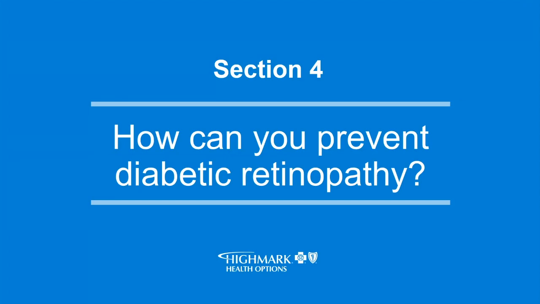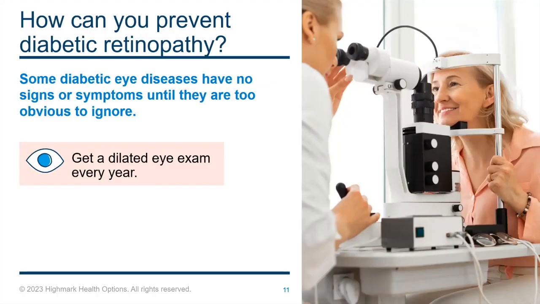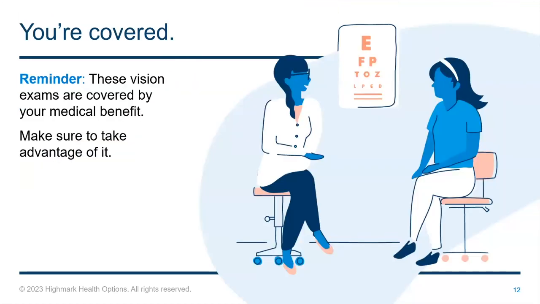So how can you prevent diabetic retinopathy? Some diabetic eye diseases have no signs or symptoms until they are too obvious to ignore. The best thing you can do for yourself: get a dilated eye exam every year. This will allow for a more thorough eye exam, and it will catch conditions early before permanent damage, including vision loss, is done. As a reminder, these vision exams are covered by your medical benefit. Make sure to take full advantage of this.